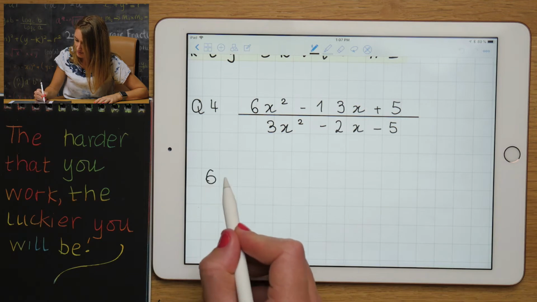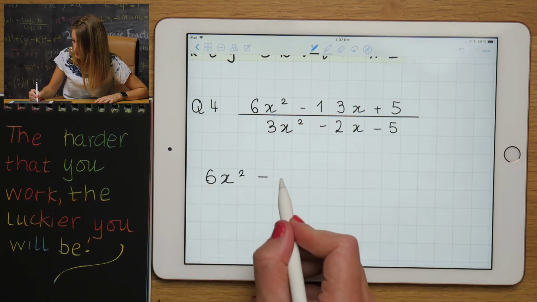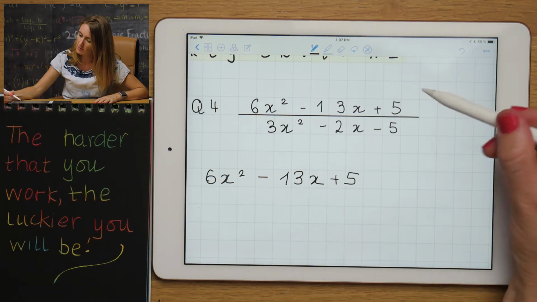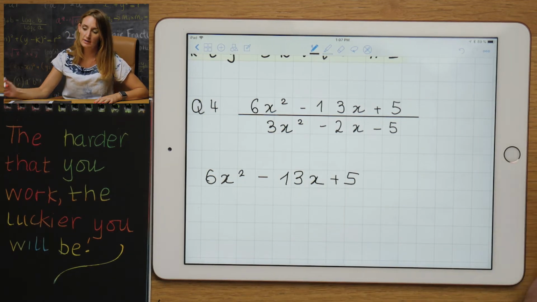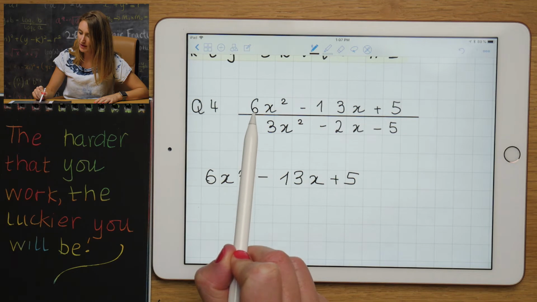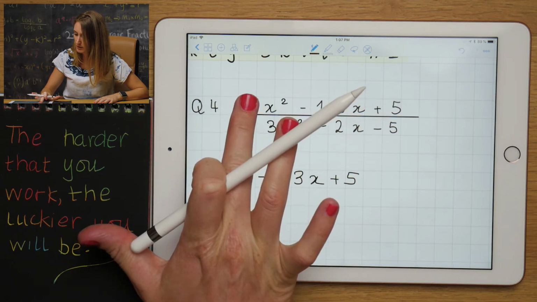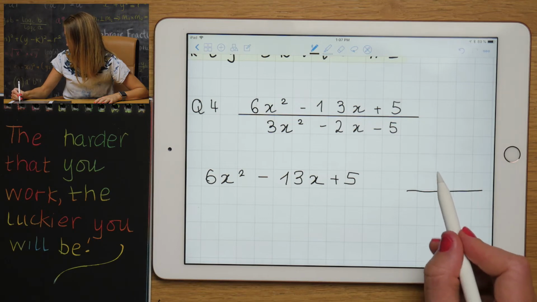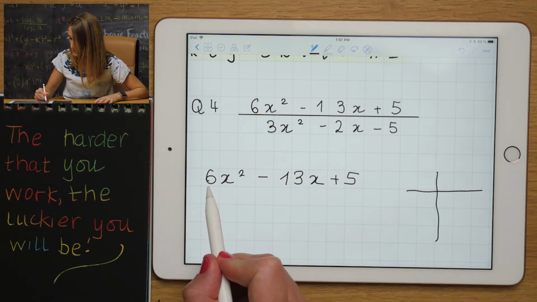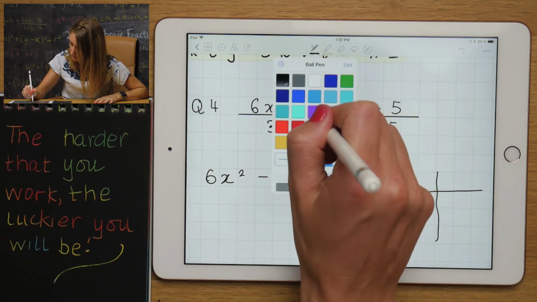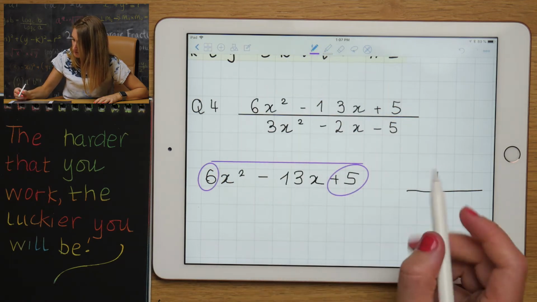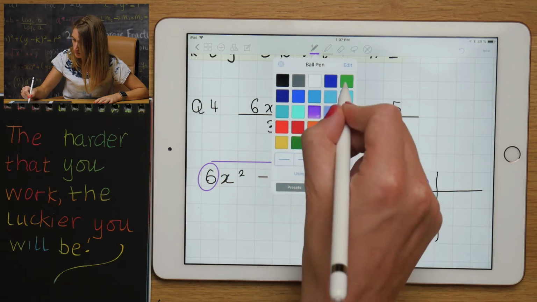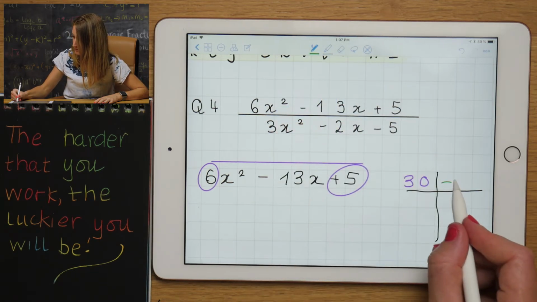I'm going to factorize these separately because the process is a little bit longer. These ones are called non-monic quadratics. That means that the number in front of x squared is not a 1. For example, monic would just have an x squared. Now I make a little table on the side here, and I multiply 6 by 5. So 6 times 5 is 30, and I look at the number in the middle, that's minus 13.